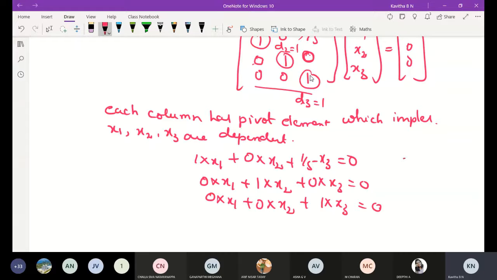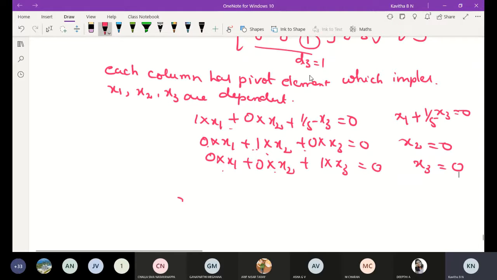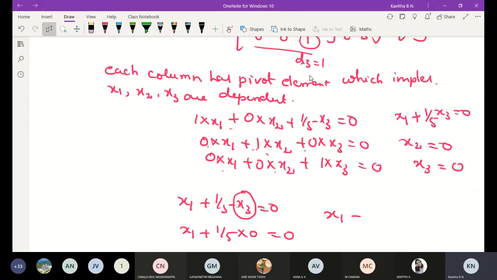Then what will happen here? Here x1 plus 1 by 5 x3 is equal to 0. Here 0 plus x2 plus 0 plus 0 means x2 is equal to 0. And 0 plus 0 plus x3, x3 is 0. Then write down here x1 plus 1 by 5 x3 is equal to 0. We need to find the x1 value here. We know the x3 value, substitute here. x1 plus 1 by 5 into 0 is equal to 0, means x1 is equal to 0.